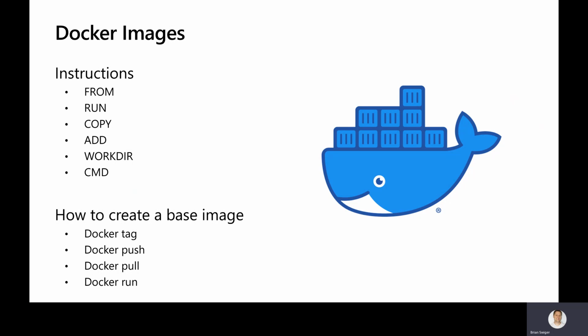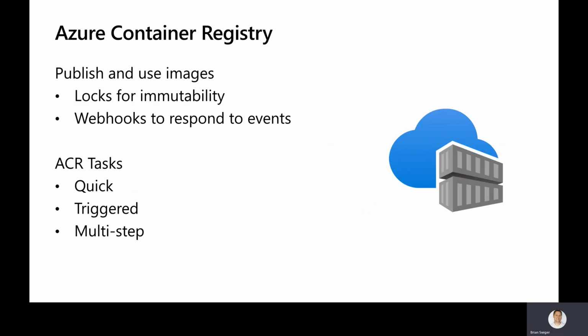So we're going to look at the Azure Container Registry as well, and how our images are actually going to be stored there. But we need to understand the various Docker commands and how they relate to our images. So speaking of the Azure Container Registry, again, we're going to focus in on publishing and using images. So we really need to understand how to publish and use a base image, and understand that we can lock them for immutability.